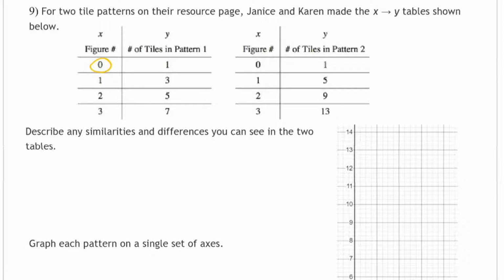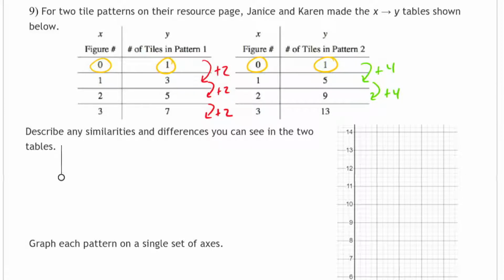For this first figure, when X was 0, there was one tile. A difference was that this one was growing by 2 tiles each time. So every single time X increased by 1, the number of tiles went up by 2. And for the other pattern, people pointed out that this was growing by 4 tiles, right? Plus 4. So describe any similarities and differences you can see in the two.